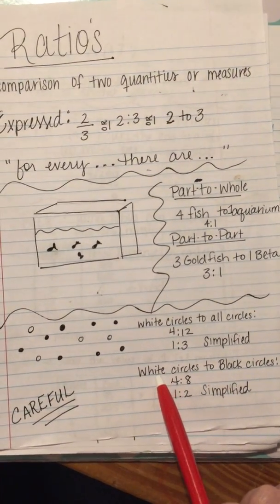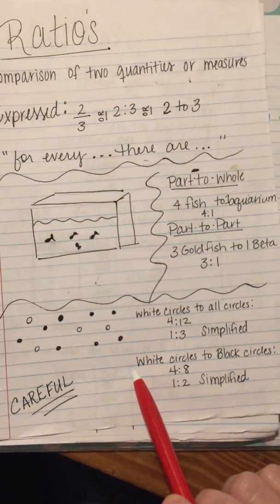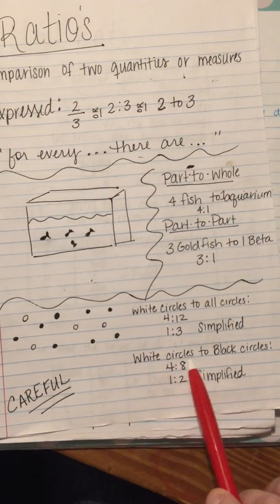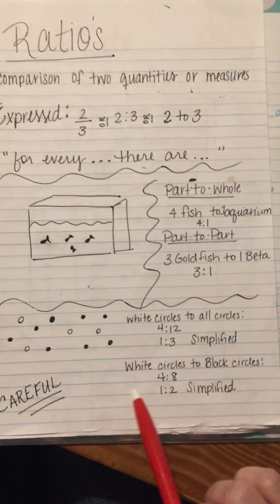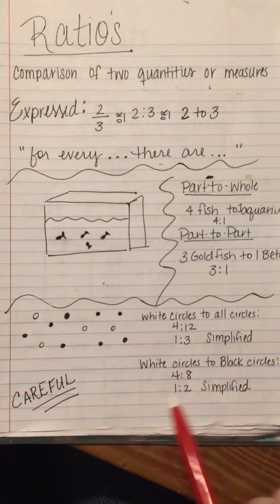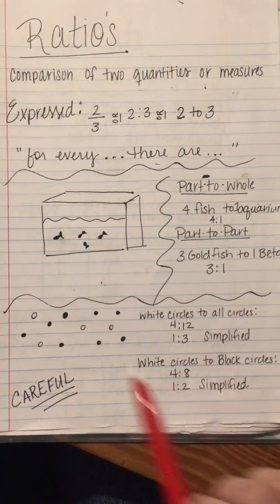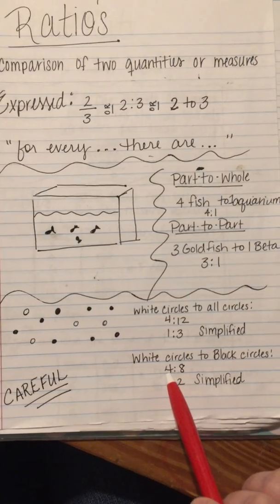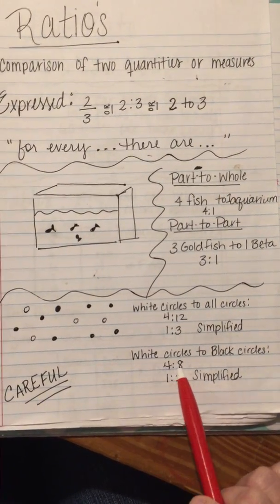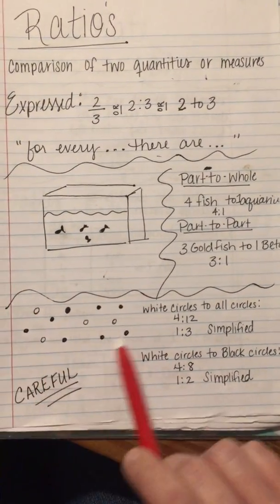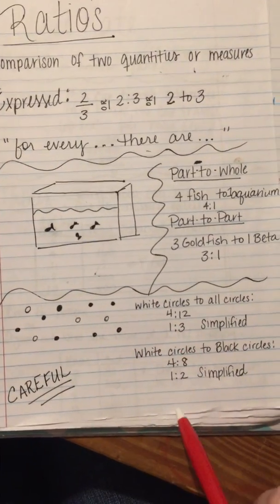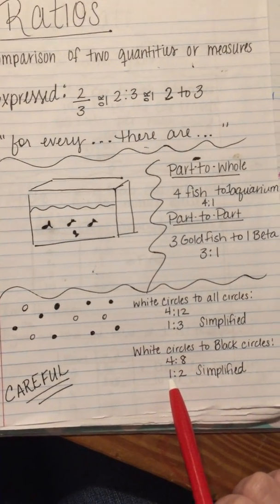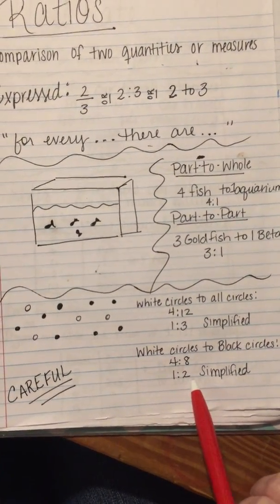Another example for this one right here would be white circles to black circles. We can say that there are 4 white circles to 8 black circles. So this is going to be part to part, because the 4 white circles and the 8 black circles equal all of this. So we, again, can simplify that to 1 to 2.